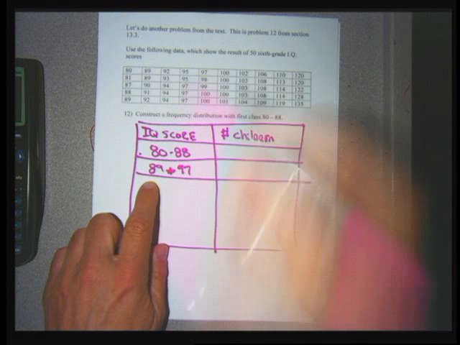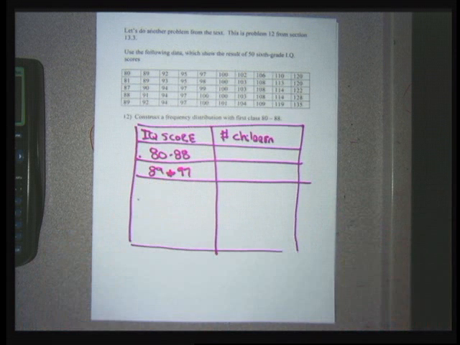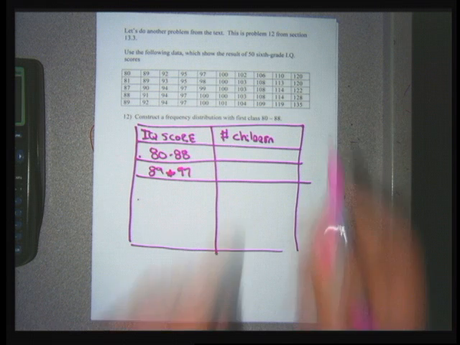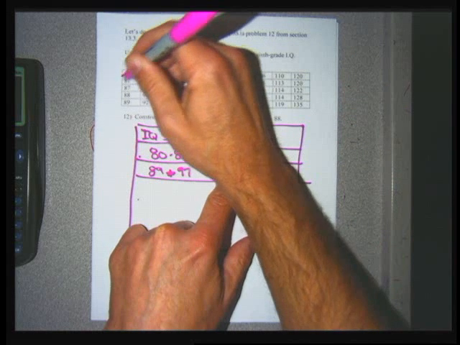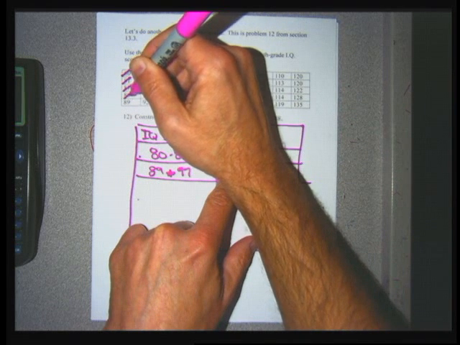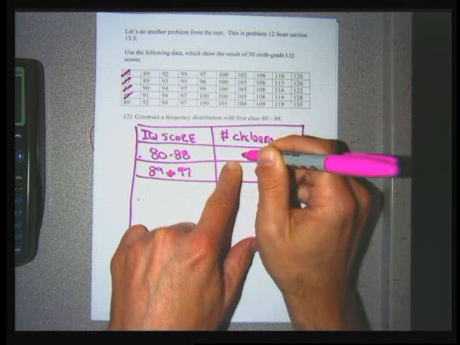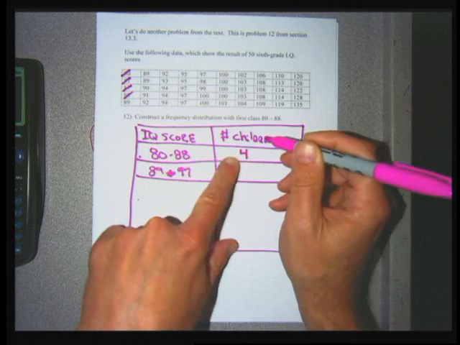I can go through and finish up the left-hand column, or I can simultaneously do the left and the right-hand column. It doesn't matter. Let me simultaneously do both columns. So let me get the right-hand column for the 80 to 88. For the 80 to 88, the numbers 80, 81, 87, and 88 are all in that grouping. There's 4 of those, so next to the 80 through 88 class, I'm going to put the number 4.